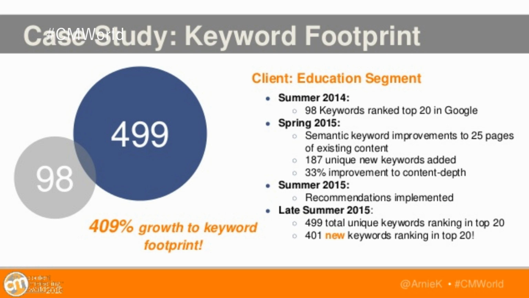A few months later, they implemented our recommendations, and shortly thereafter, the results are that there were 499 total keywords now in the top 20. So 401 brand new keywords showing up in the first 2 pages of Google, which obviously was a tremendous success across these just 25 pages. So basically 4 times as many keywords.